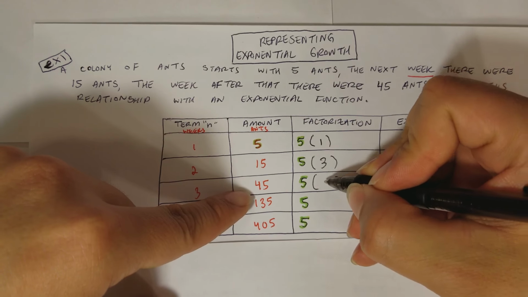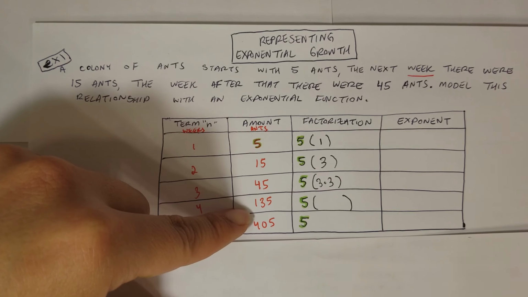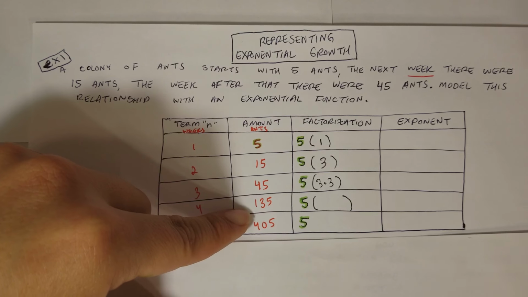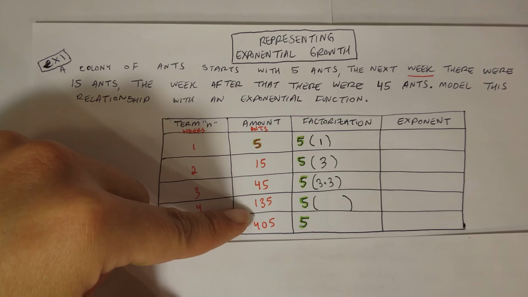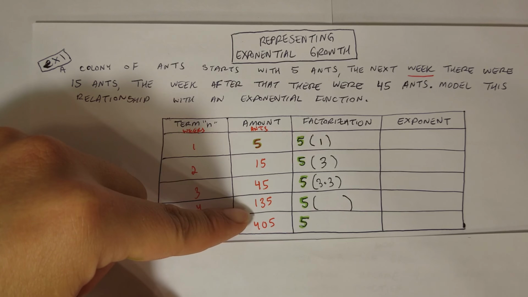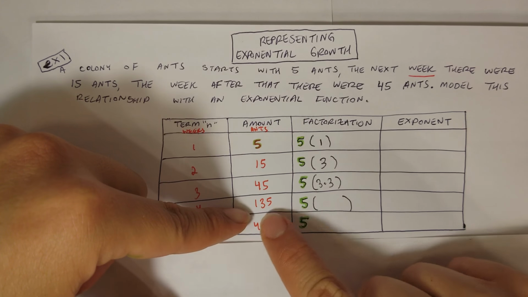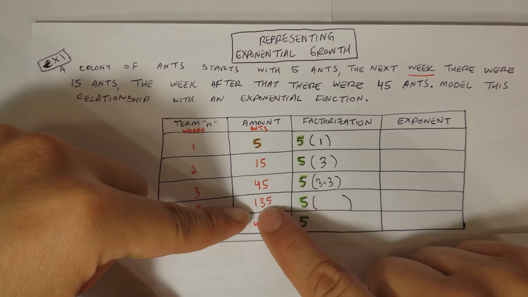Do it again. 5 times what number would give you 135? So that would be 5 times 27 is actually 135. And if you didn't know that, you could also just divide this number by that number, and that would give you the answer of 27.